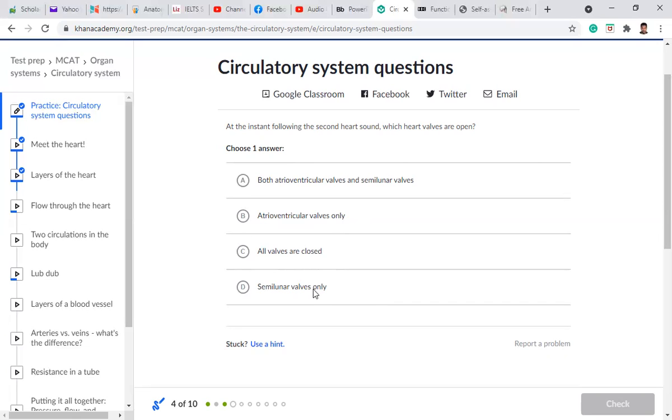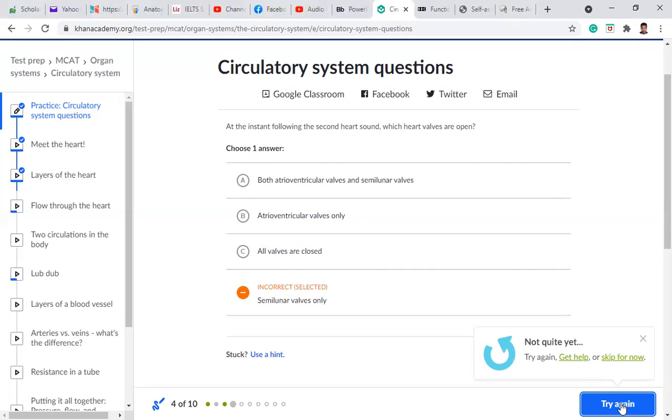Okay, but let's check your answer. Your answer, you said what? Semilunar valves are open. But I said if they are open, it means that blood can regurgitate back. That's what it means if they are open. But we don't want them to be open. We want them to be closed so that there will be no backflow of blood. So semilunar valves are not open.